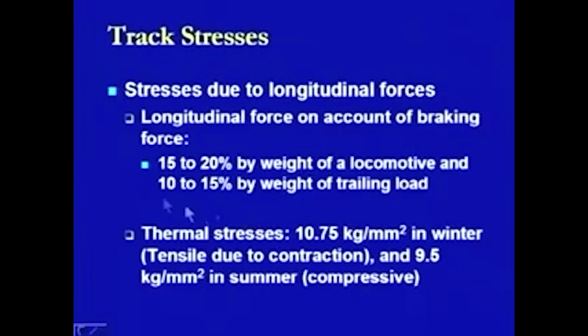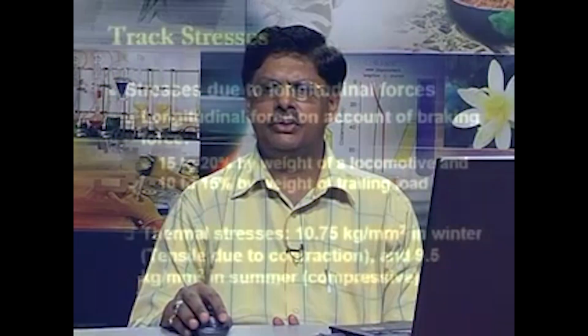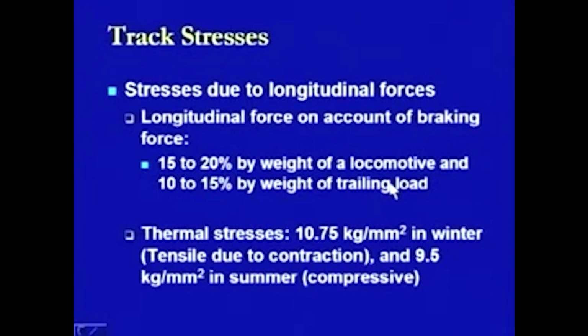Similarly, if we look at the stresses or the forces which are induced in the longitudinal direction on account of braking or the application of the brakes, then that is going to be different for the different conditions, because we have the locomotive, and at the same time there are trailing units in terms of the wagons which are attached to the locomotive. So, it is a little different: it is 15 to 20% by weight of a locomotive, whereas in the case of the trailing load, which is nothing but the wagons, maybe the passenger wagons or the freight wagons being attached to the locomotive, it is 10 to 15% by weight.